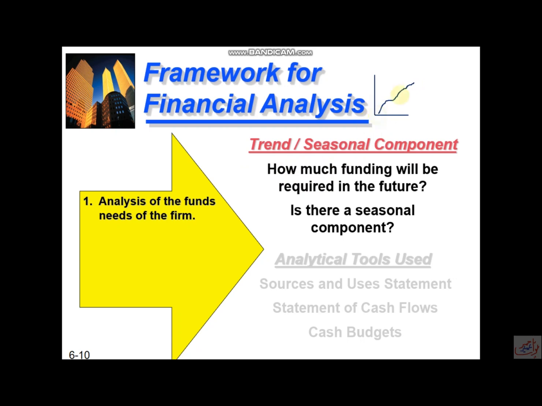Okay, so there is an upward trend. If the graph is going down, it means that there is a downward trend. So we have to find out these trends. How much funding will be required in the future? The trend is going upward, so we need more investment to get opportunities.